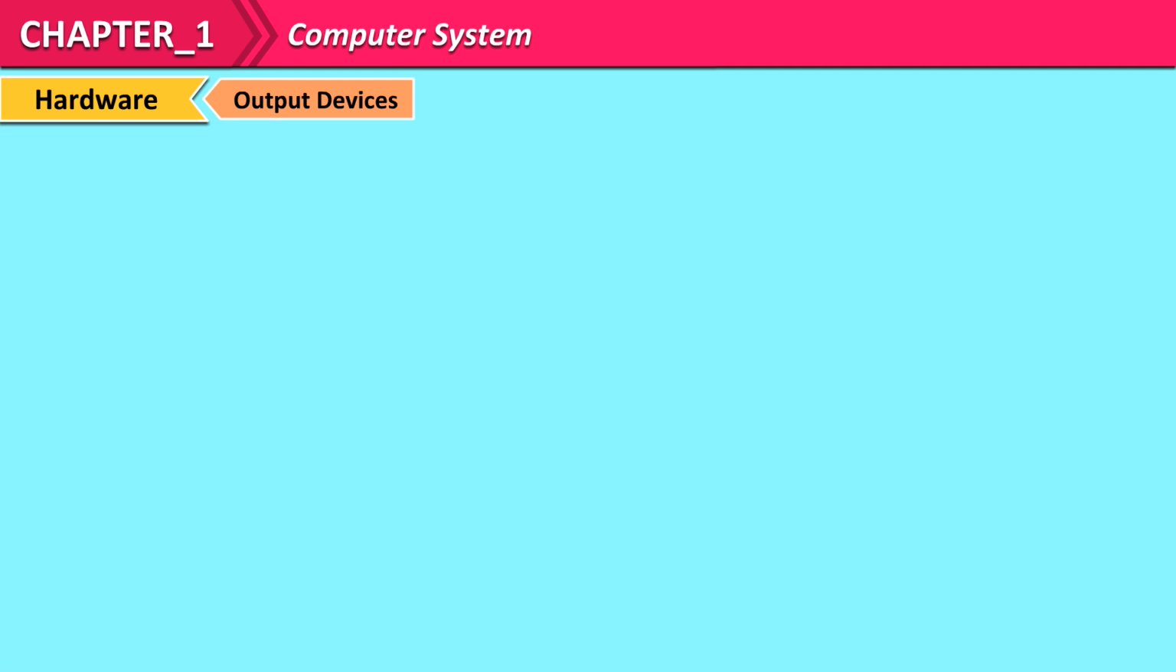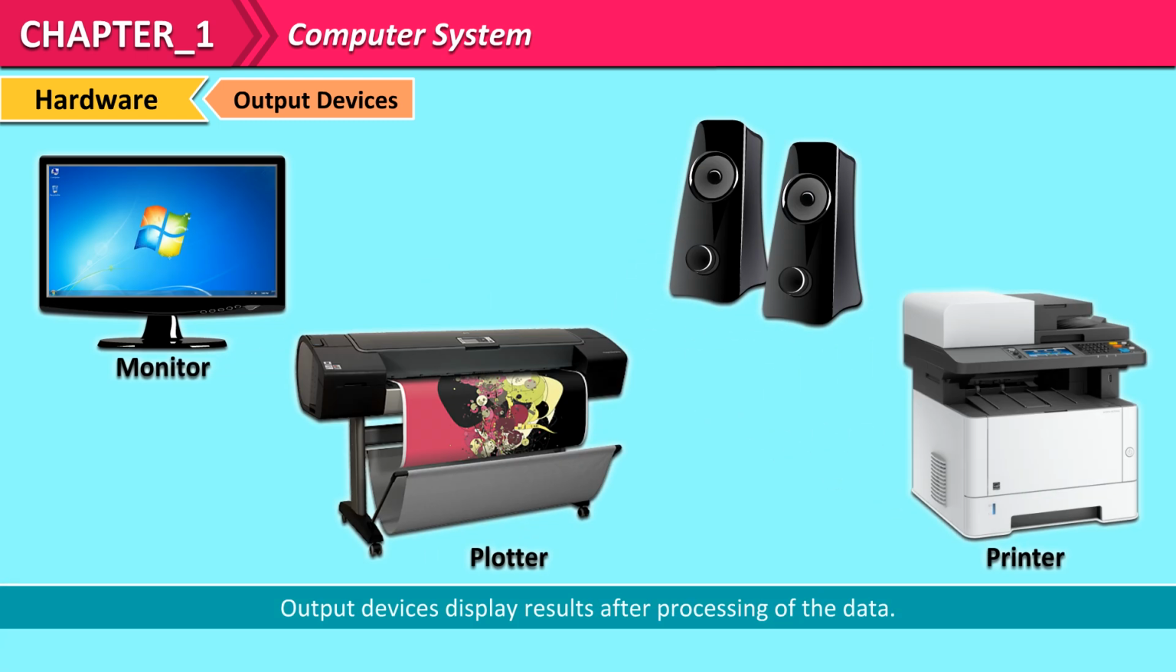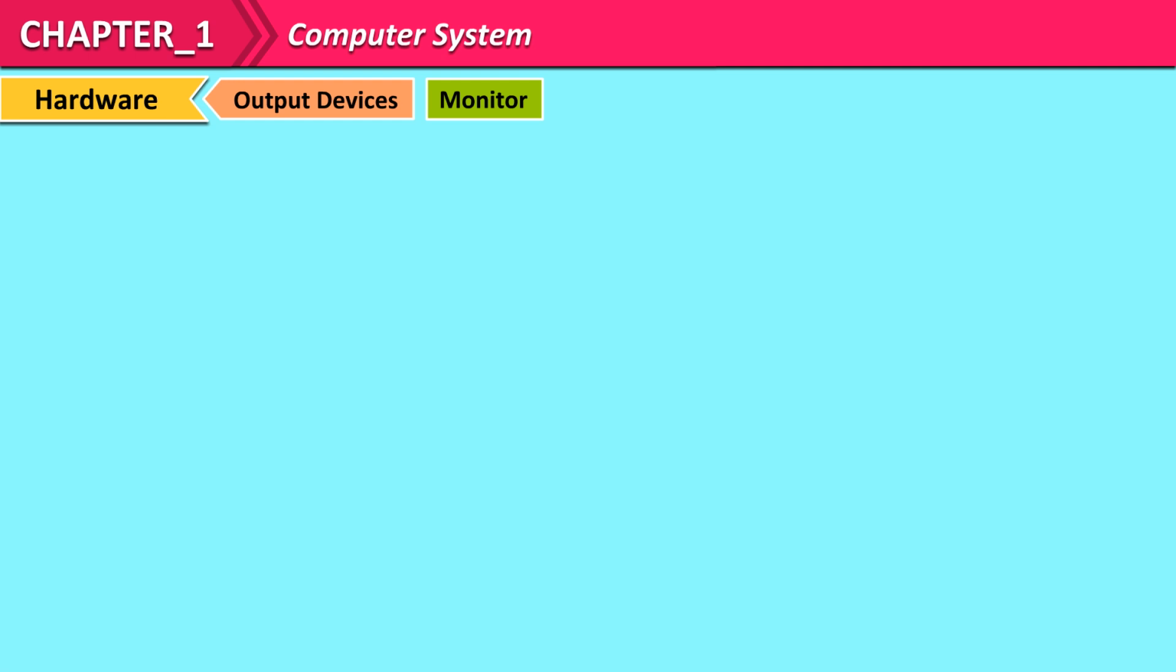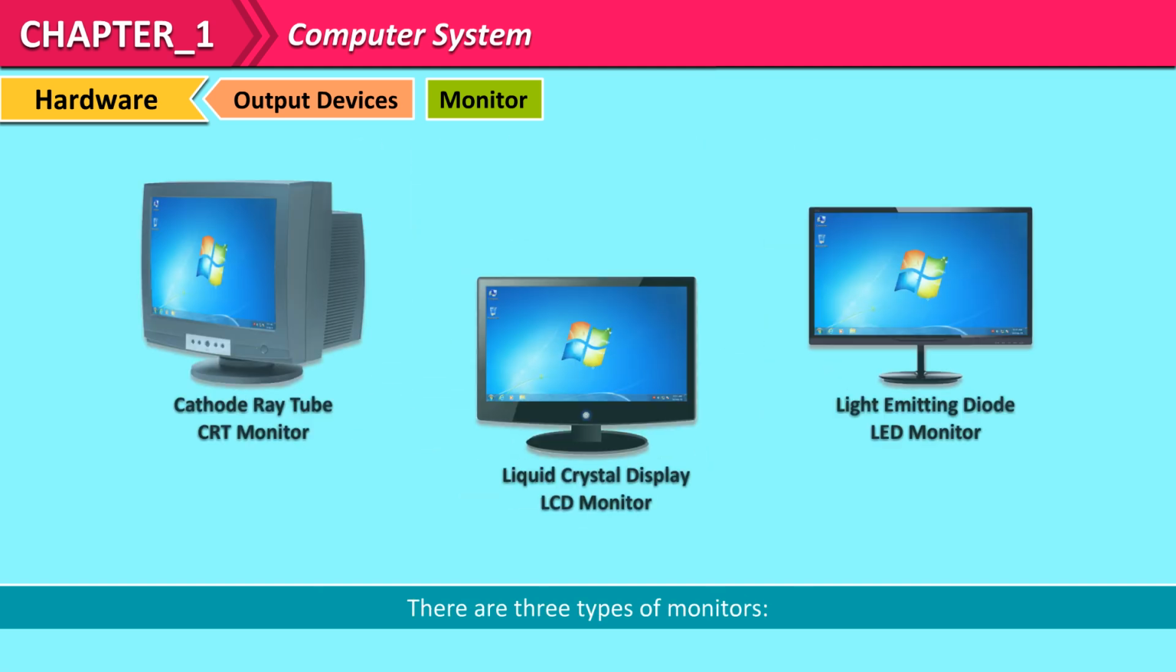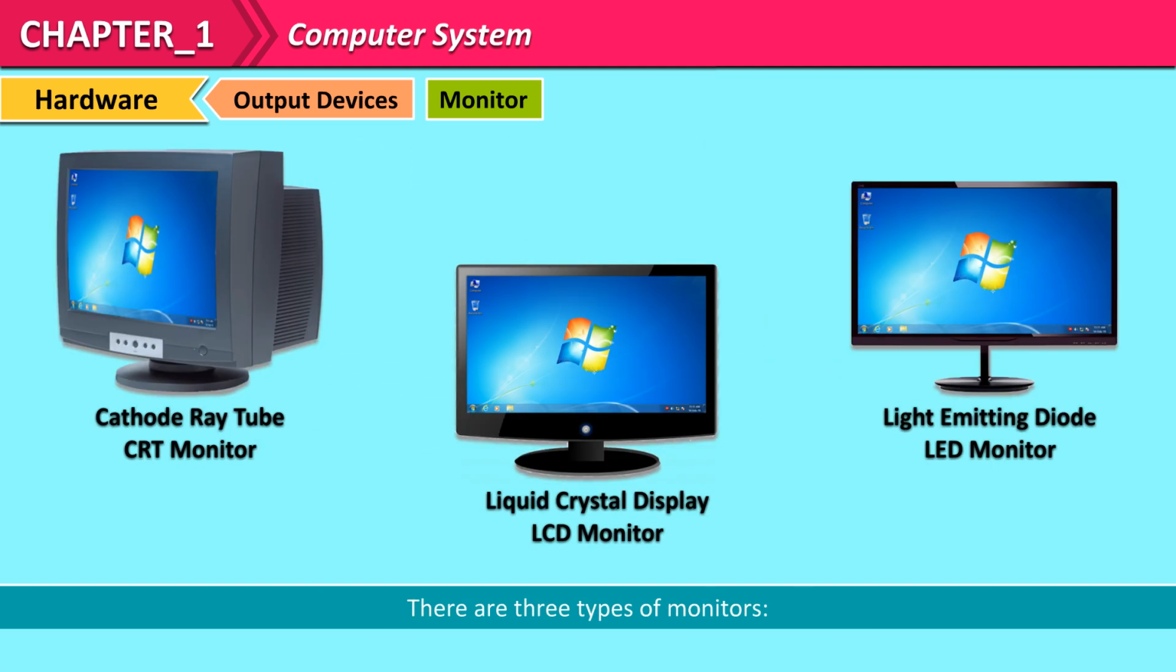Output devices. Output devices display results after processing of the data. Some of the output devices are as follows. Monitor. A monitor displays the result output in the form of text, pictures, or videos. It is also called VDU, Visual Display Unit. The output we see on the monitor is called a soft copy. There are three types of monitors.